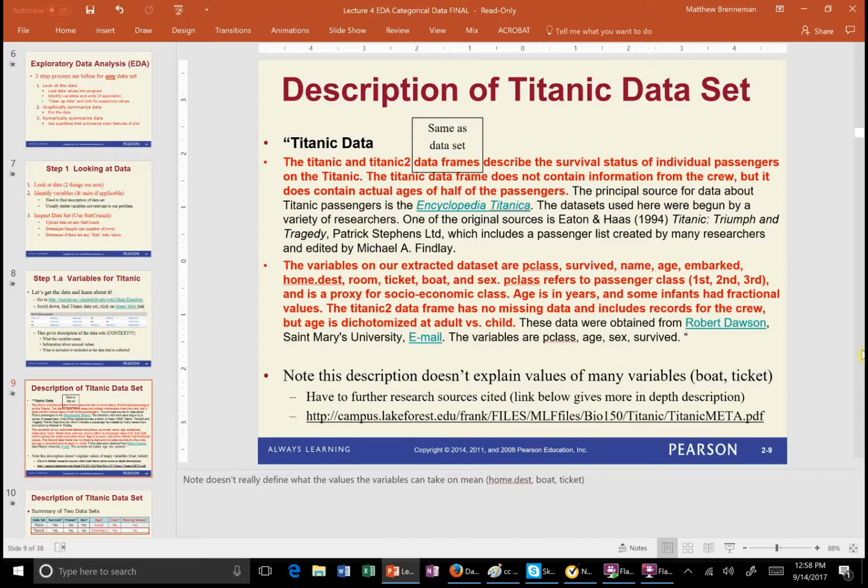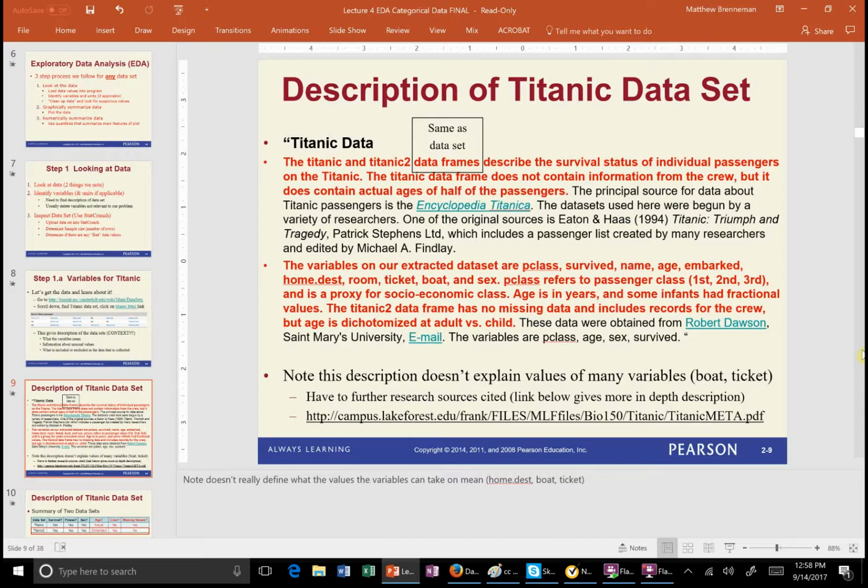So it starts off, says, Titanic and Titanic 2 data frames. And data frames is just another word for data set. The reason why they call it data frames is Vanderbilt programs in a thing called R. It's a programming language. And in the R programming language, you call data sets data frames. But it's just data sets. Okay, so these two data sets describe survival status of individual passengers on Titanic.